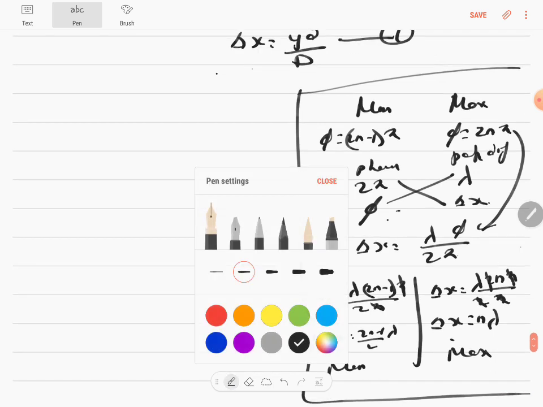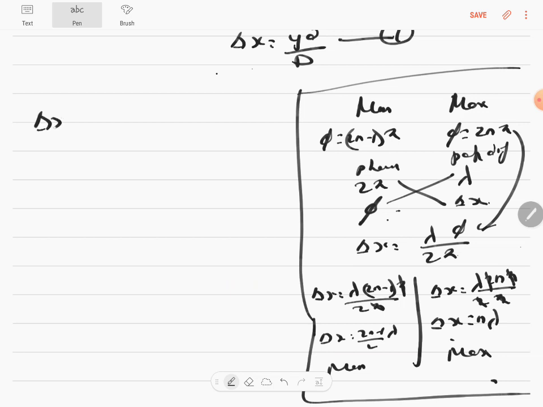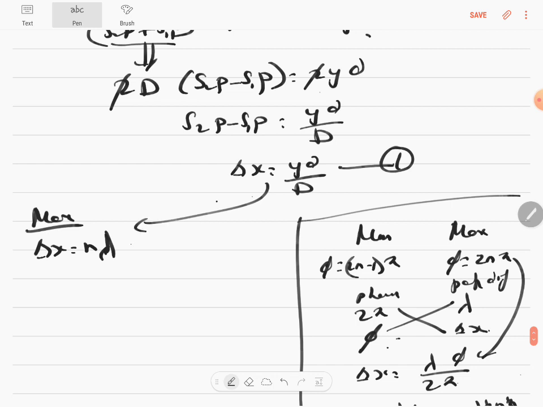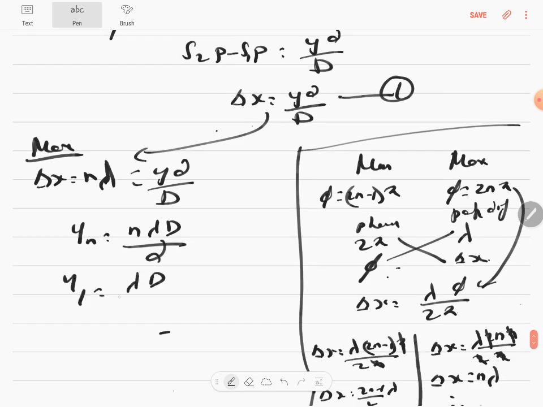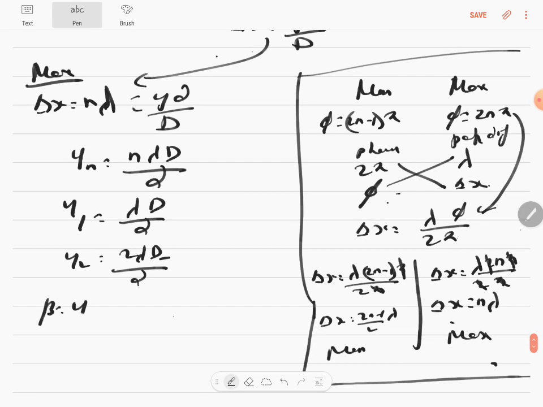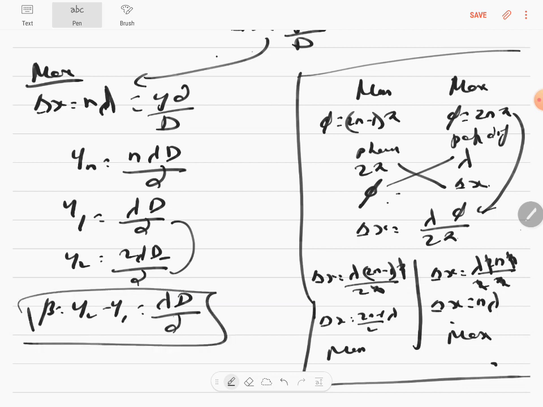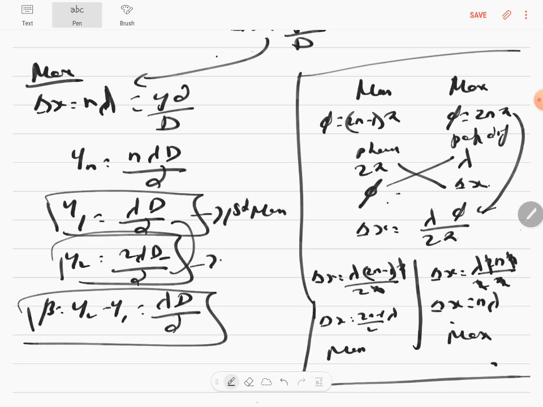So now that you know that for maxima, delta x has to be n lambda. You already know what is delta x from here, equated to y into small d by capital D. Therefore, yn is equal to n into lambda into capital D by small d. Y1 is equal to lambda into capital D by small d. Y2 is equal to 2 into lambda capital D by small d. Fringe width beta is equal to y2 minus y1, subtracting, lambda into capital D by small d. Thus, the fringe width formula is also lambda into capital D by small d. Y1 corresponds to first maxima. Y2 corresponds to second maxima, and so on, okay?